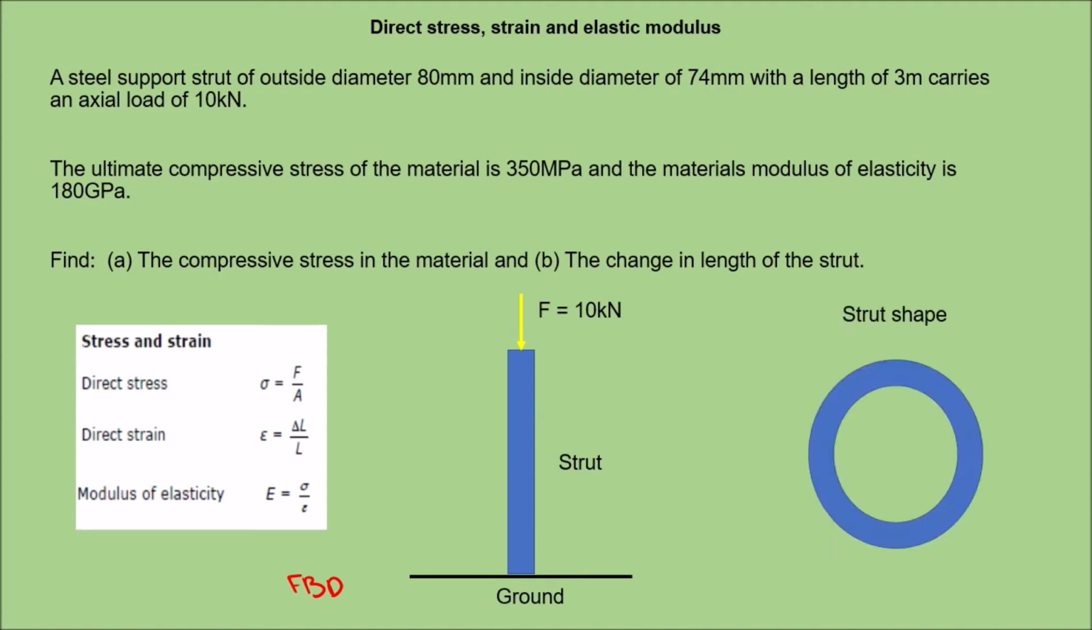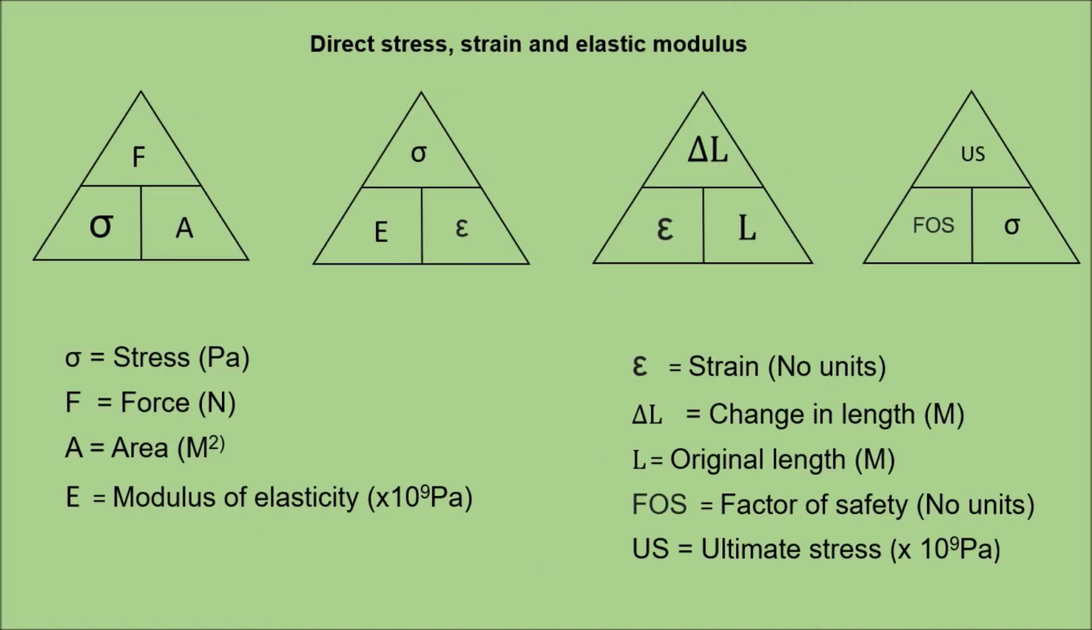Next thing we'll do is have a little look at the shape of the strut itself. It's got an outside diameter of 80 and it's got an inside diameter of 74. Now that is going to allow us to calculate the radius of this object, because we're going to need that for our area calculation. Pi big R squared minus pi small r squared. Now don't forget these values are going to need to be turned into meters when we do our area calculation. So we'll jump onto the next slide and have a look at the units that you'll end up with when you're using these.